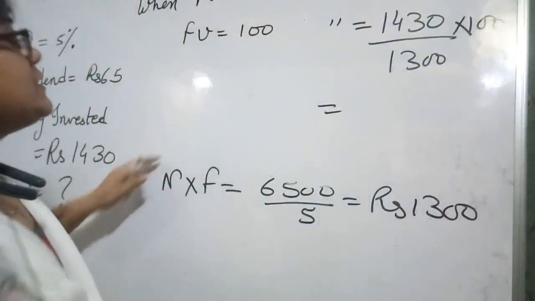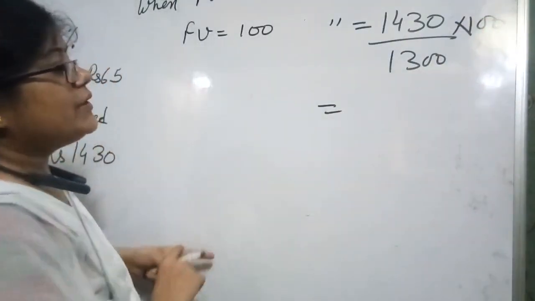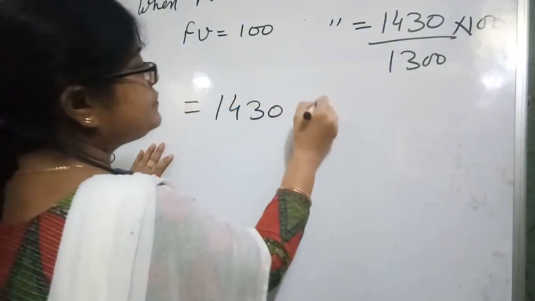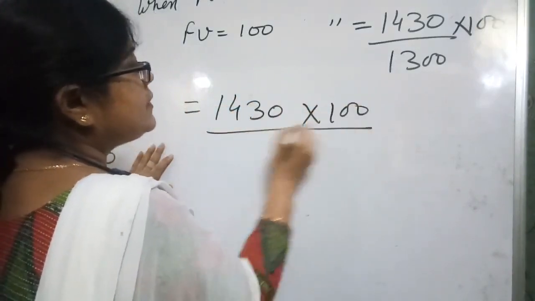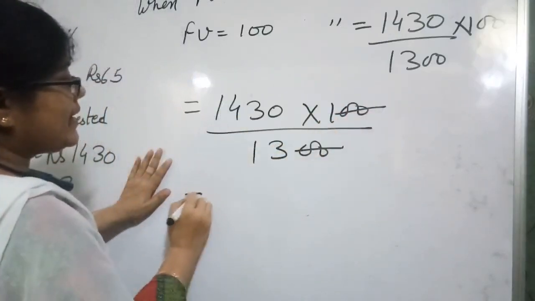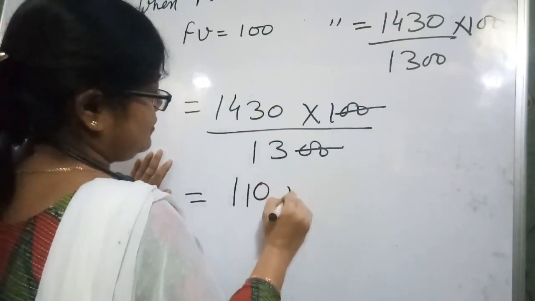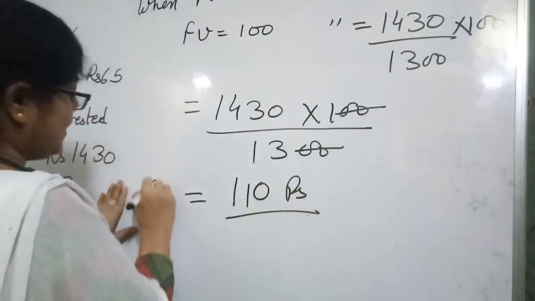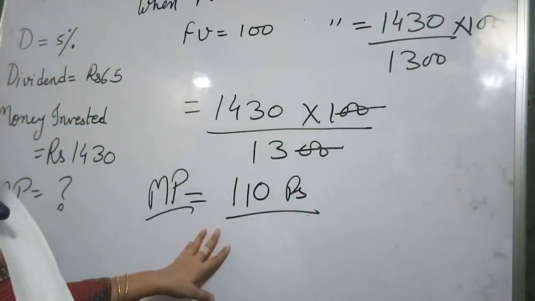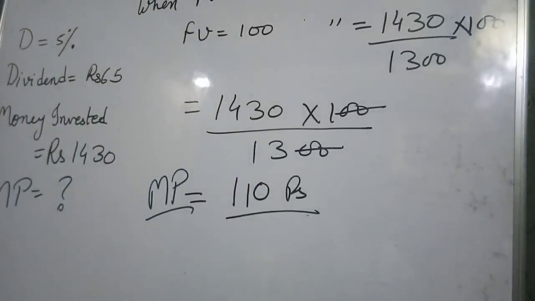I have taken the face value 100 because it is arbitrary and very easy to calculate. So here I am doing the calculation. Now it gets cancelled. When we divide it, we get 110. That means the market price of the share is rupees 110.